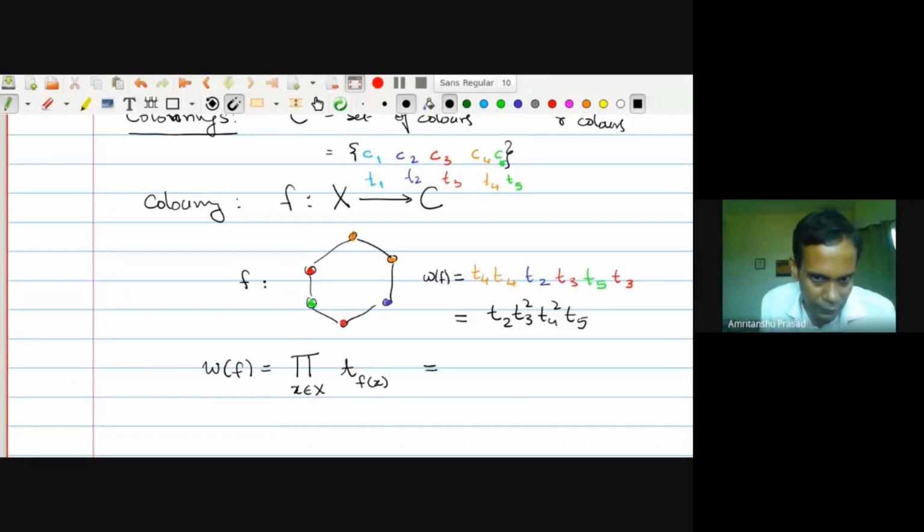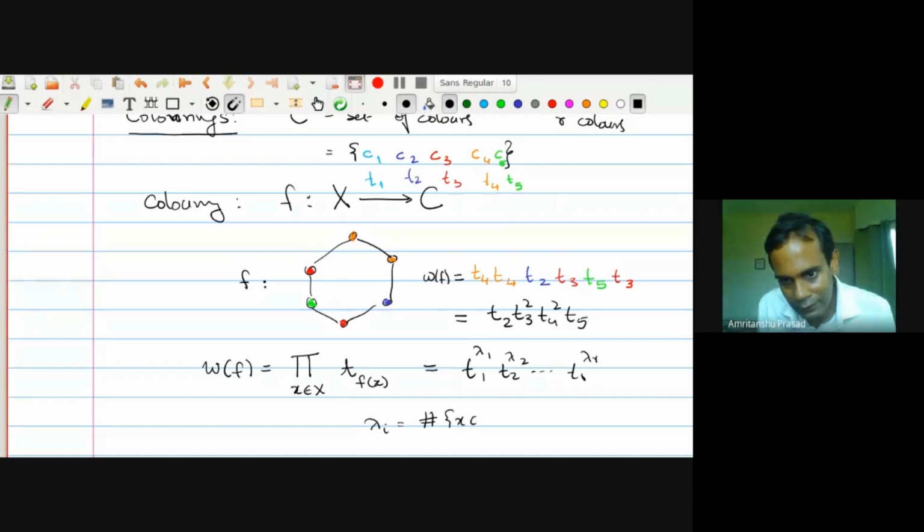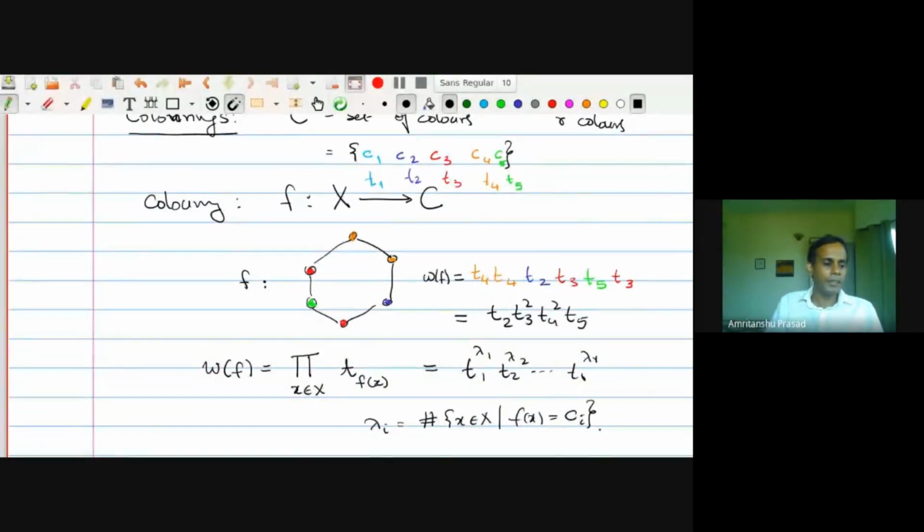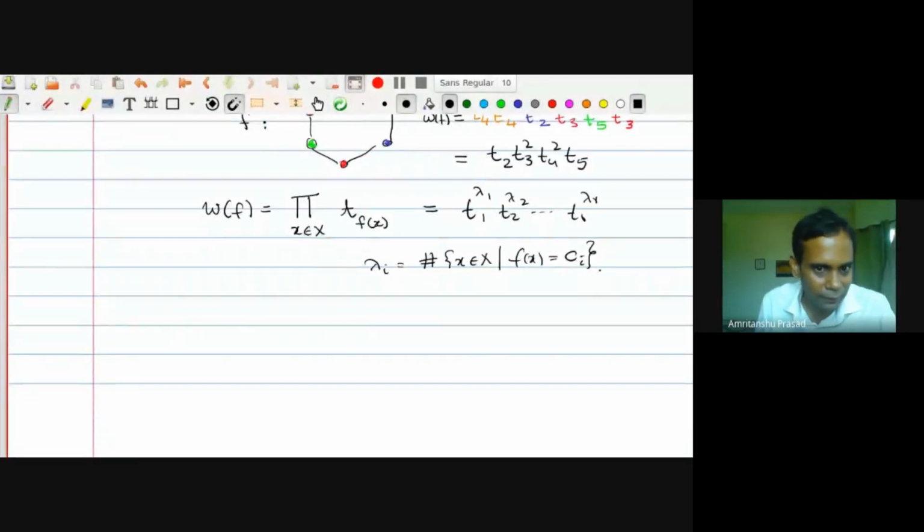So this can also be written as T1 to the lambda 1, T2 to the lambda 2, Tr to the lambda r, where lambda i is the number of elements in X such that the color of x is Ci, for each i. Okay, so that's the weight of a coloring. So we are going to somehow count using these kind of weights. Okay, so let's do a warm up of this kind of counting.